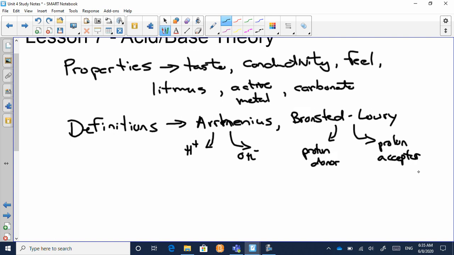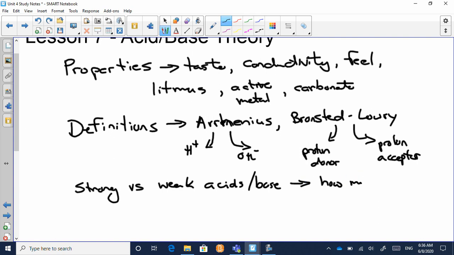Finally, we did a strong versus a weak acid, strong versus weak acids and bases. And really all this involves is how much they dissolve or dissociate. So it's how much they dissociate or break apart. And remember that strong acids and bases break apart completely, whereas weak acids and bases don't break apart completely. That's really all you need to know.